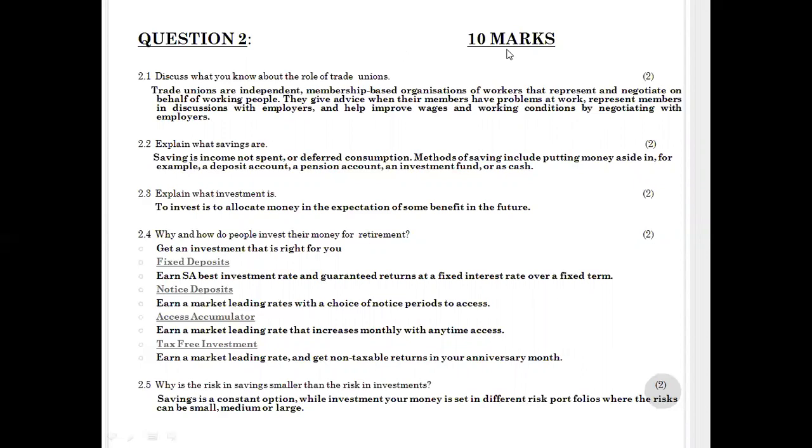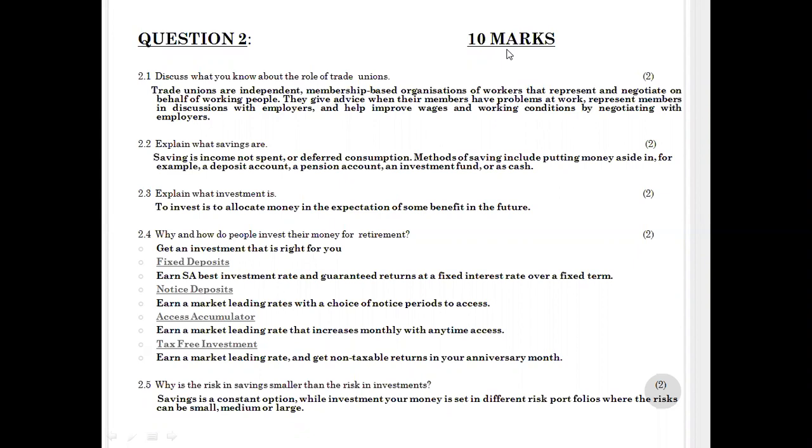Right, so 2.2 was savings, and now when we get to 2.3, it is explain what investment is. Okay, for 2 marks, explain what investment is. To invest is to allocate money in the expectation of some benefit in the future. So investment is when you invest money in something like buying an asset, like a vehicle, for instance, because sometime in the future you can sell it again and then you basically get your money back. So that is when you invest in the vehicle. So that is what an investment is.